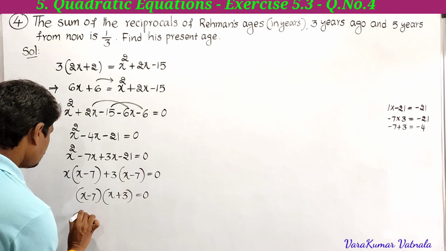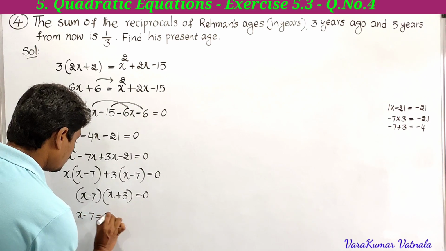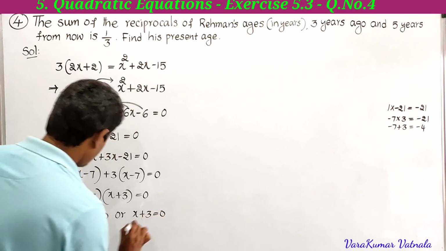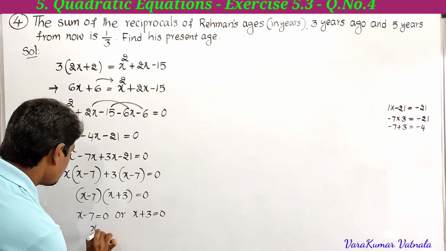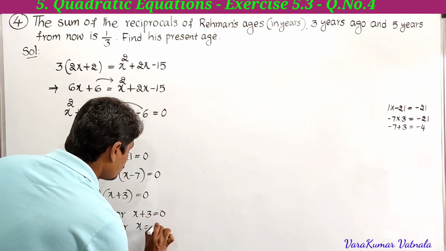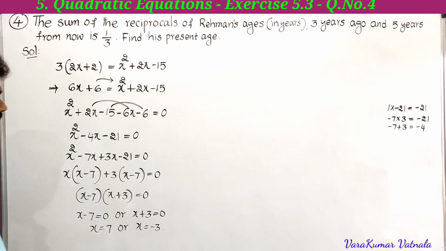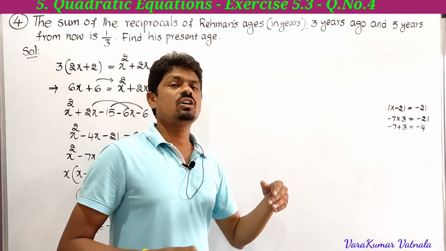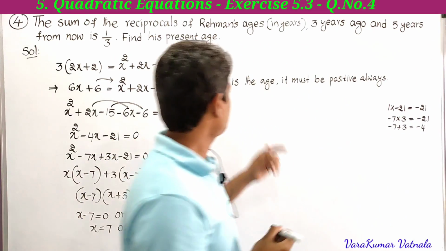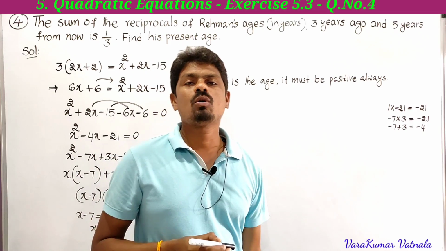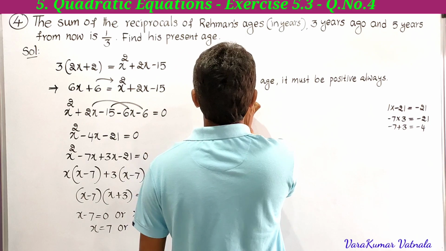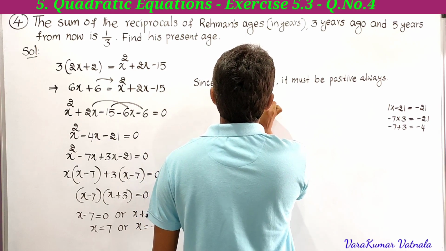So here either x minus 7 equal to 0 or x plus 3 equal to 0. Take minus 7 to the right side, we get x is equal to 7, or here x is equal to, take plus 3 to the right side, it becomes minus 3. Since x is the age, it must be positive always. So what is the positive value here? 7. Therefore x is equal to 7.